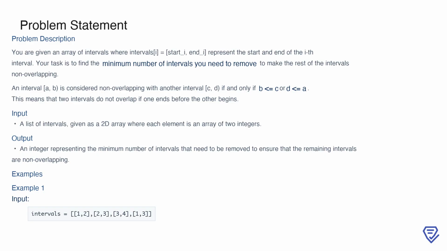The input consists of a list of intervals represented as a 2D array, where each subarray contains two integers, the start and end of that interval. The output will be a single integer, which represents the minimum number of intervals you need to remove to make sure the rest of the intervals do not overlap.